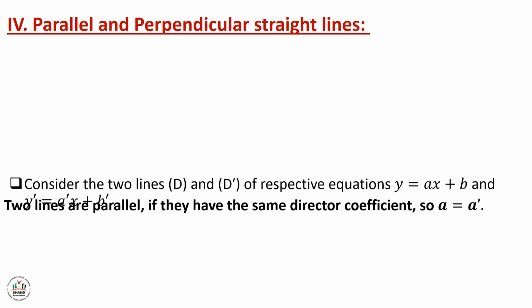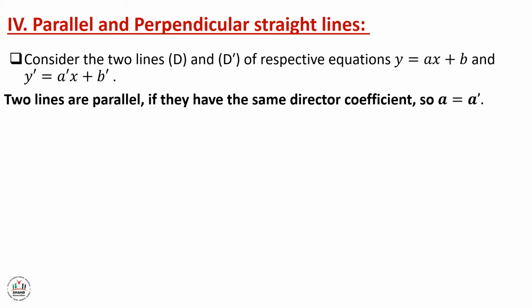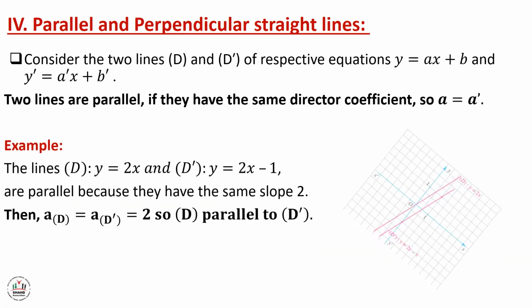Now let's get into the equations of parallel and perpendicular straight lines. Consider the two lines D and D prime of respective equations y = ax + b and y = a'x + b'. The two lines are parallel if they have the same director coefficient, so a = a'. We know that the slope represents the deviation or the inclination of a line. So if two lines have the same slope, then they have the same inclination, then they are parallel to each other.